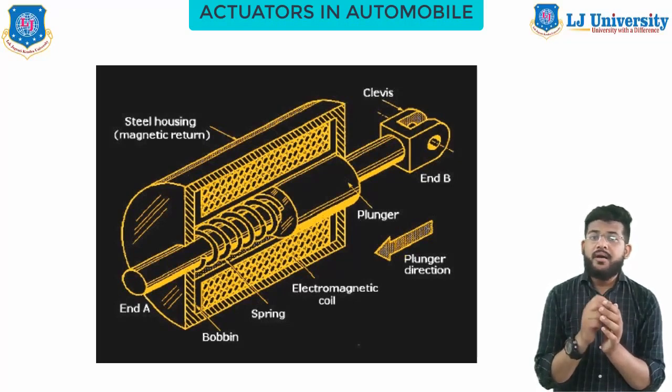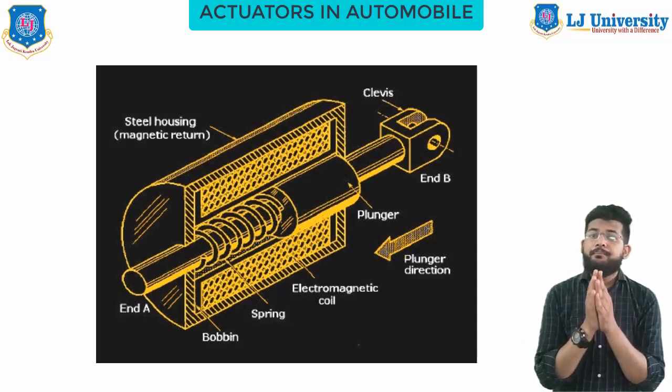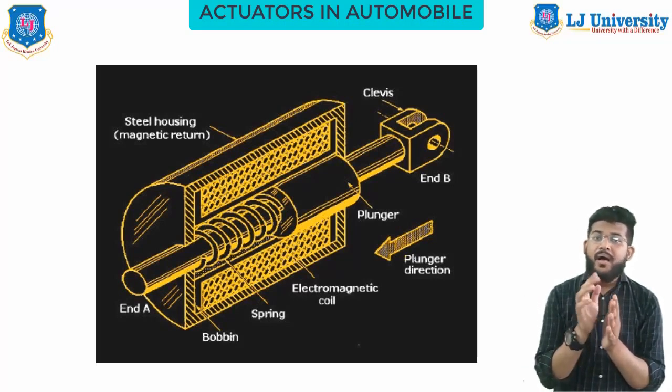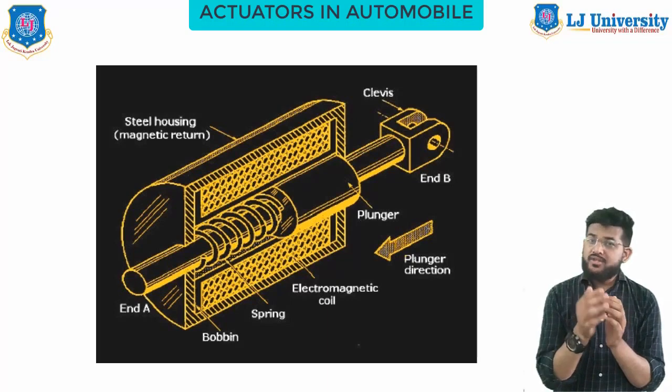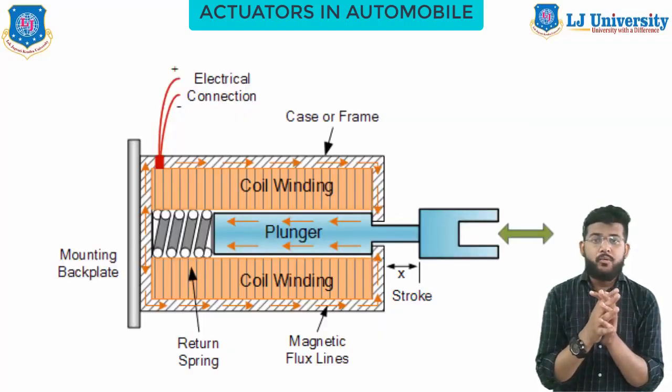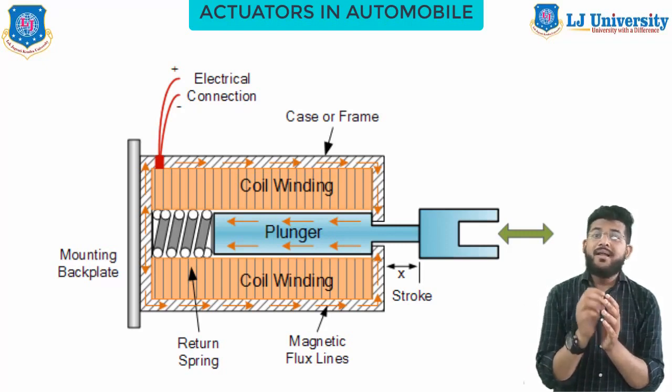So when the coil is energized, a magnetic field is induced in the coil. This magnetic field pulls the armature or plunger to the center of the coil by closing the air gap between the stationary frame or contact and the plunger. Now solenoid actuators can be linear or rotary type. Linear solenoids, due to the linear directional movement of the plunger, are called linear solenoids. They move in linear motion.